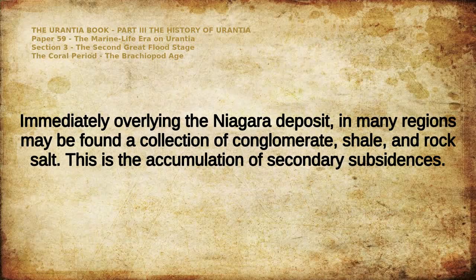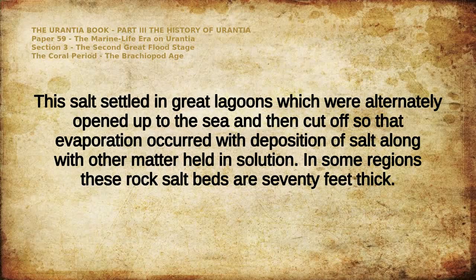Immediately overlying the Niagara deposit in many regions may be found a collection of conglomerate, shale, and rock salt. This is the accumulation of secondary subsidences. This salt settled in great lagoons which were alternately opened up to the sea and then cut off so that evaporation occurred with deposition of salt along with other matter held in solution. In some regions these rock salt beds are 70 feet thick.